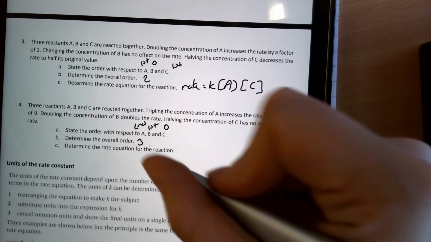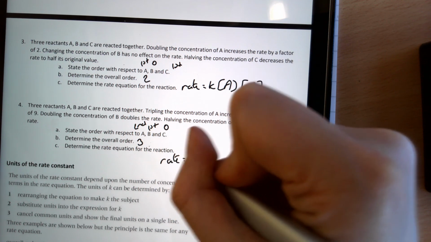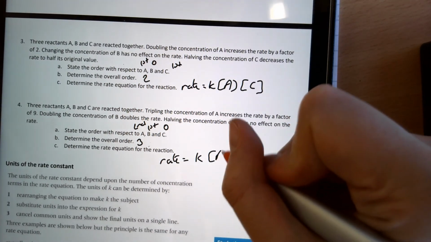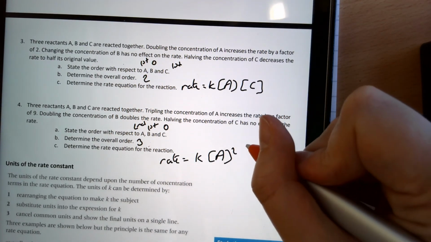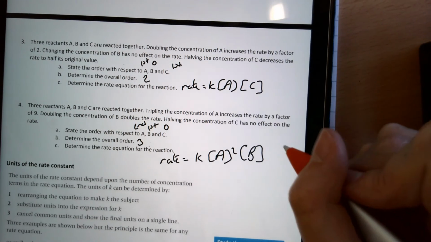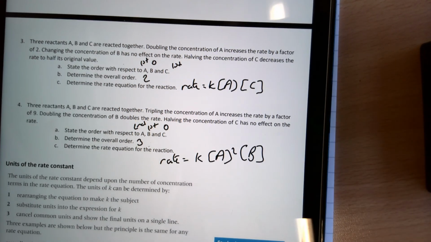And determine the rate equation, it's going to be rate equals k. A we said is second, so it's going to be A squared. B we said is first, so it's going to be B. And C I can leave out of the rate equation because it is 0 order.